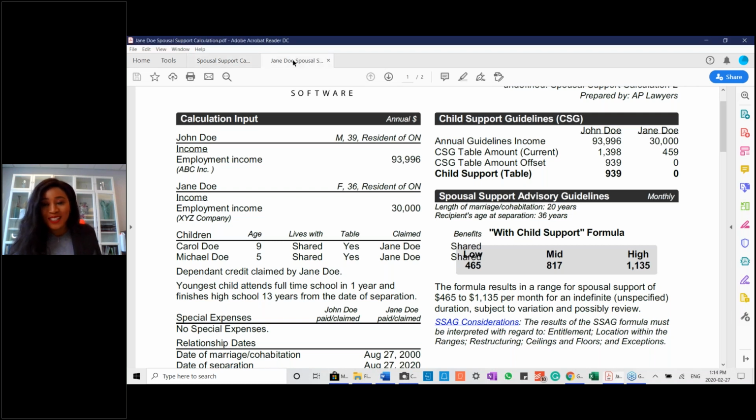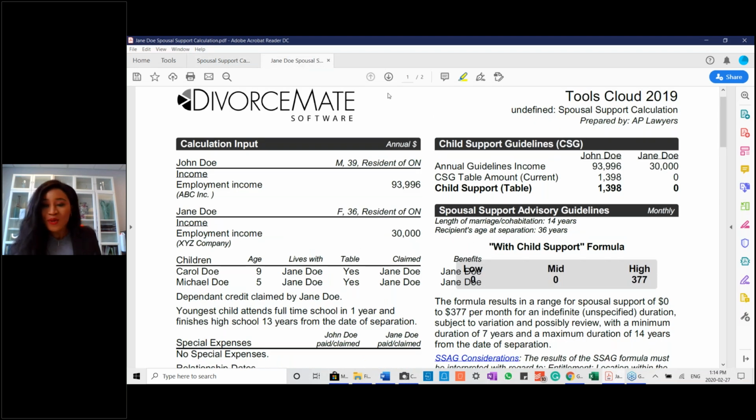if that makes some people dizzy, but I couldn't figure out how to have them both at the same time, so that's why. In the second scenario, you see it's 0, 0, and then 377 at the high end. So you want to pay attention to the income amounts that are being entered. The fact that this calculation is with child support would have an effect on the amounts.